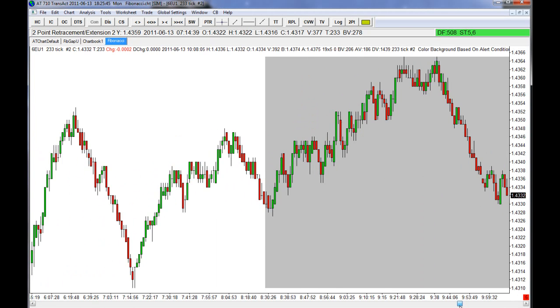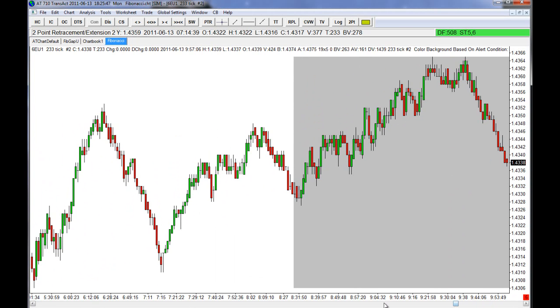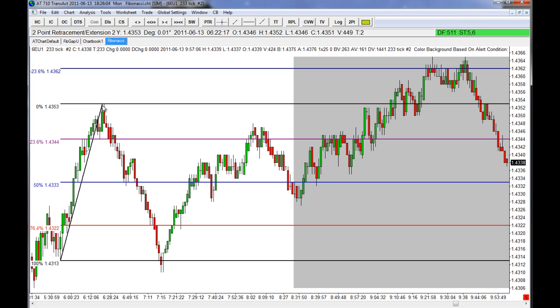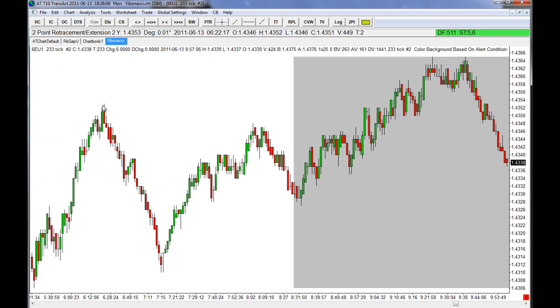Just wanted to shoot a video to show how the strategy would work trading other contracts. In this case, this is the 6E on a 233 tick chart. If I were to start analyzing at 6 a.m., I'd have the first fib with a 76.4% line broken.